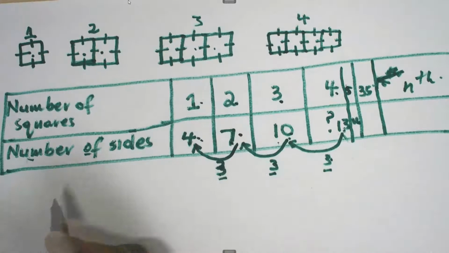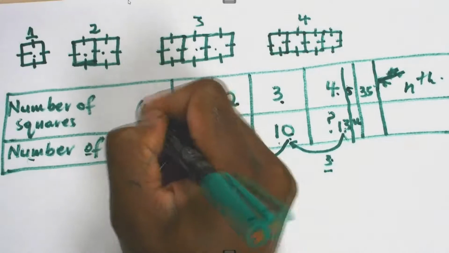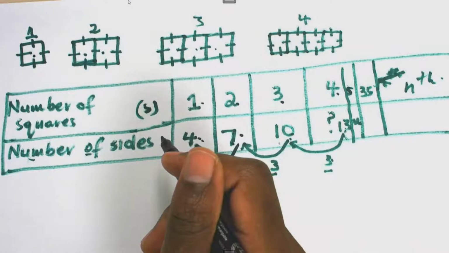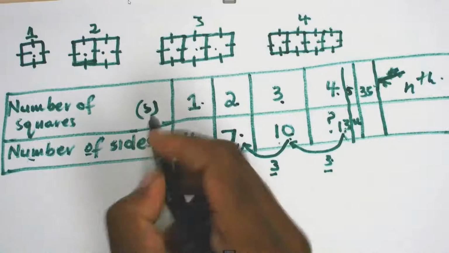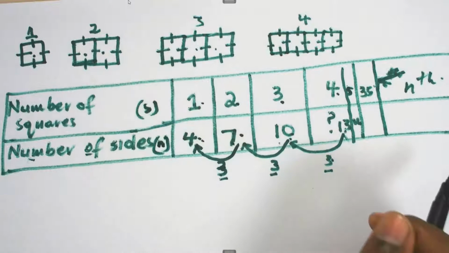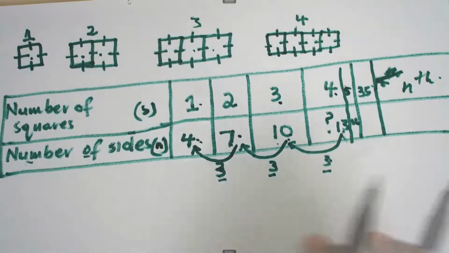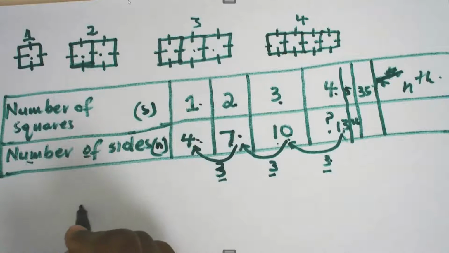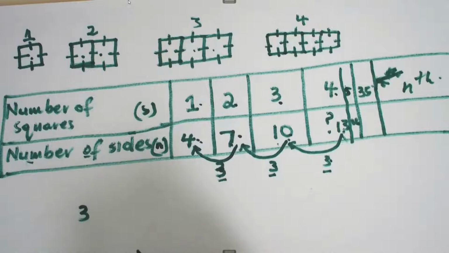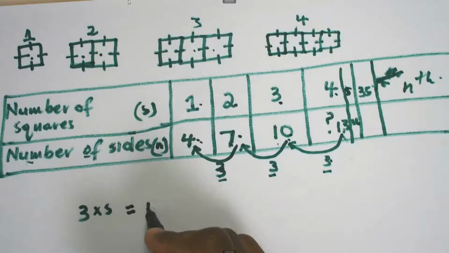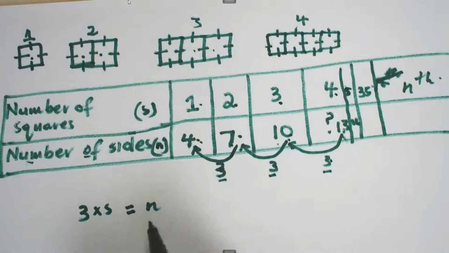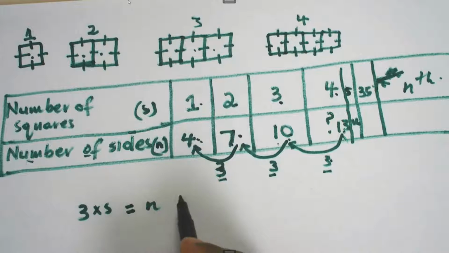First, let us say S will represent the number of squares, and N will represent the number of sides. Now, we'll take this 3 as the difference that we get. Then we'll say 3 multiplied by S must give us the number of sides. It must give us what? N. But before we do anything, we check if that can work.